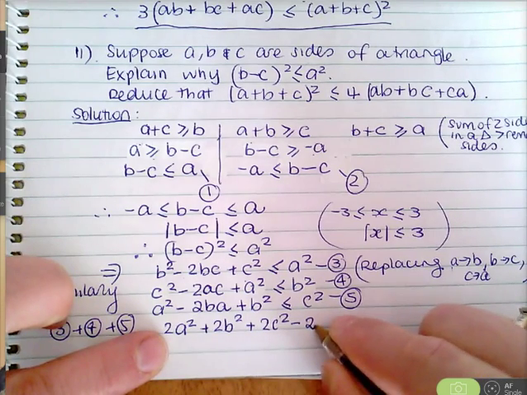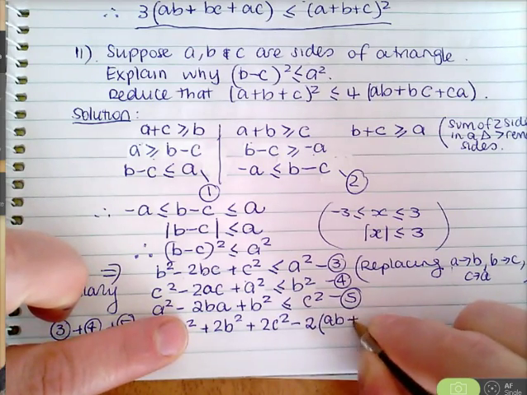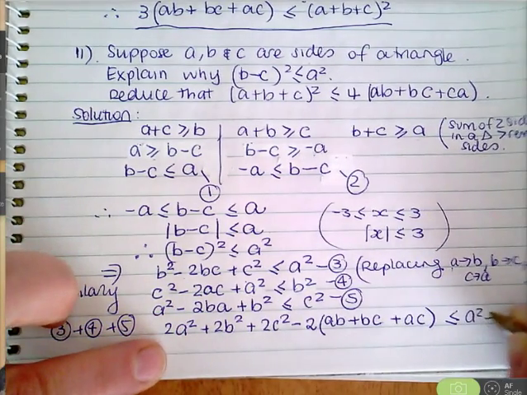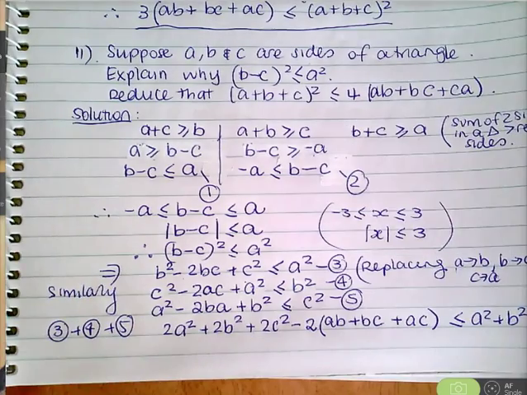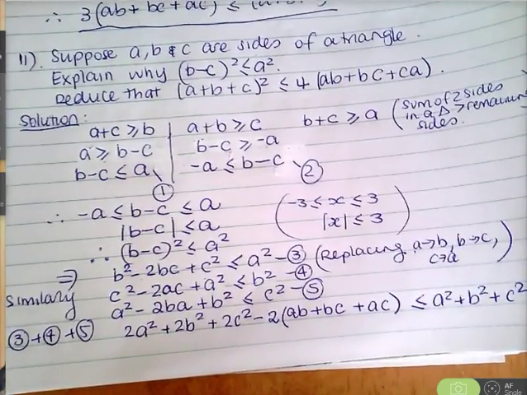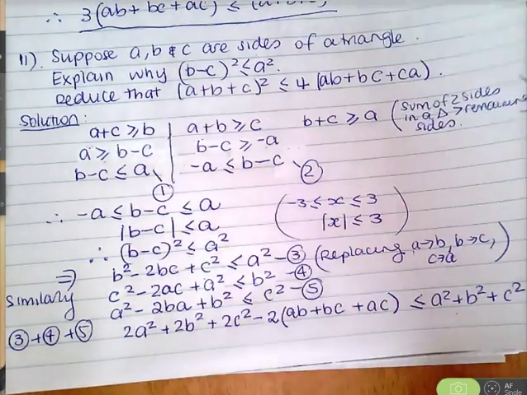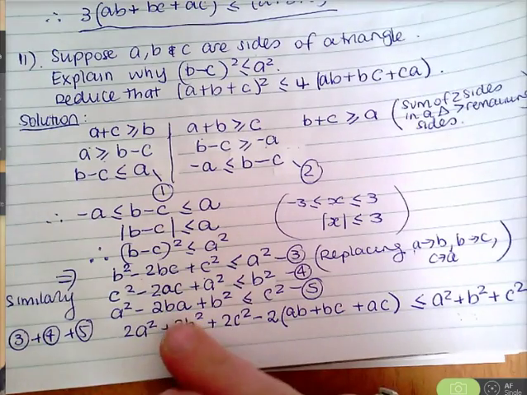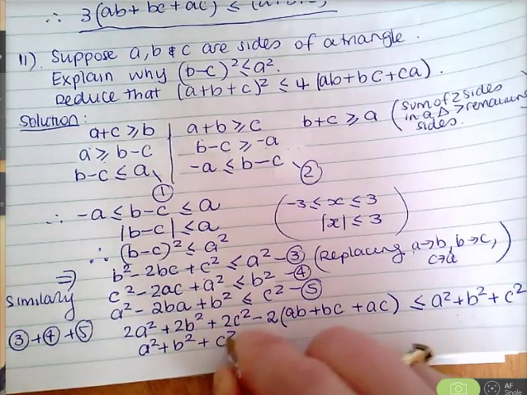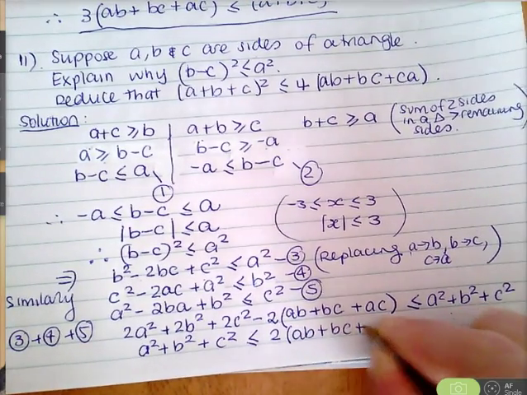minus 2 lots of, we'll just do them in order, AB plus BC plus AC, and that's all less than or equal to A squared plus B squared plus C squared. Now, if we rearrange this, taking this A squared plus B squared plus C squared over there and this over there, we would get that A squared plus B squared plus C squared is less than or equal to 2 lots of AB plus BC plus CA.